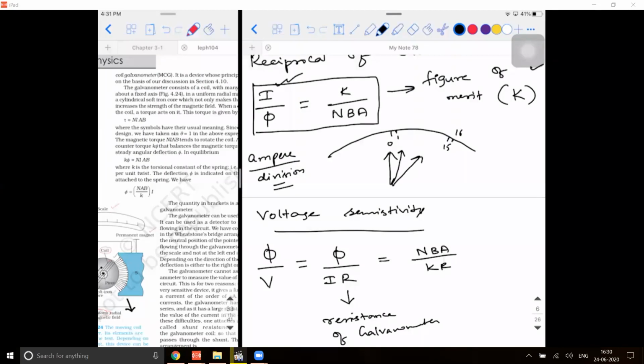Sometimes in the questions they will give you that the sensitivity of this particular device is these many amperes per division. In that case, if you multiply with the number of divisions you have, that will give you the amount of current flowing through the circuit. Anyways, those problems are not asked in CBSE, but if you want, I can definitely explain. So what exactly is phi? Phi is the deflection. So observe.